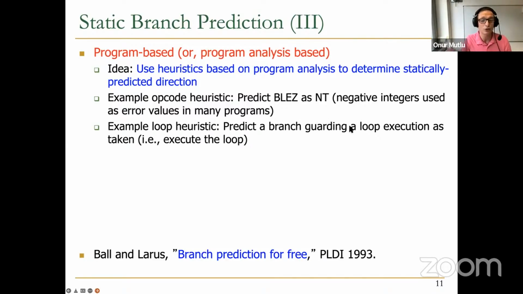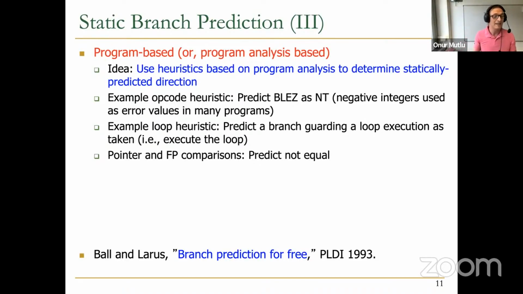Another example, loop heuristic. Predict a branch guarding a loop execution as taken. Basically, there's a branch guarding a loop. You have an if, and based on that condition of the if, you execute the loop or don't execute the loop. These folks say that in most cases, those loops are executed because programs do interesting things in the loop. The real kernels of the programs are in the loops. And most of the time, the guarding branches are guarding against some errors, for example. And usually there are no errors in the program. So execute the loop, basically predict that as taken.